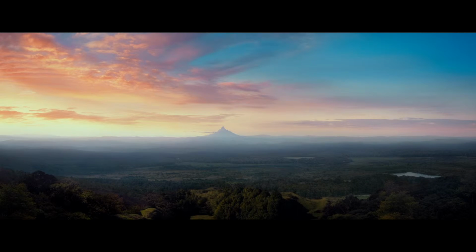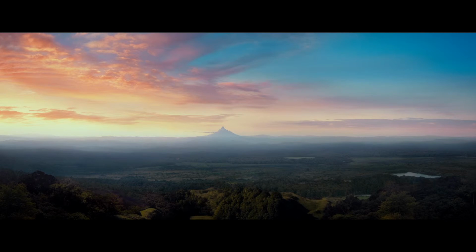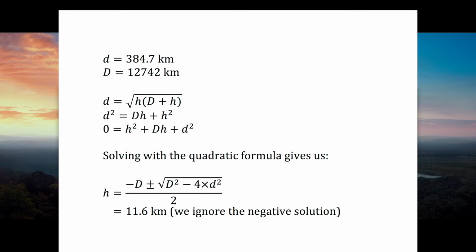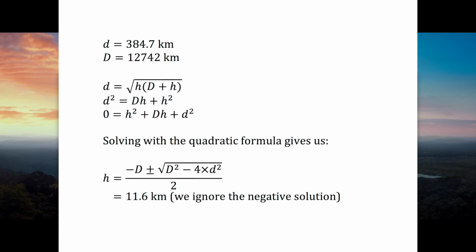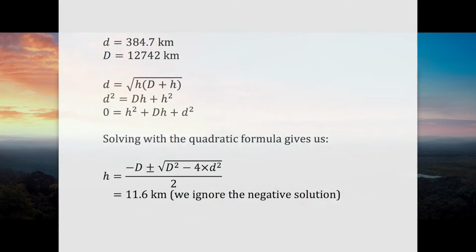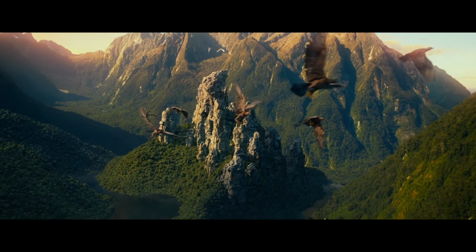Well, the distance to the horizon primarily depends on your height above sea level and the diameter of the Earth, given by this equation, assuming a perfectly spherical Earth and no atmospheric effects. Putting the known distance into the equation, we can find that in order to see the mountain on the horizon, the peak of the Carrock would have to be nearly 12 kilometres above sea level, which is pretty clearly not the case. And this is where we end.